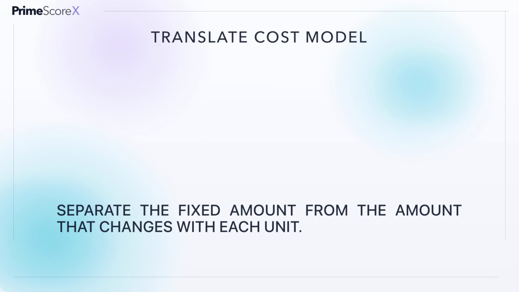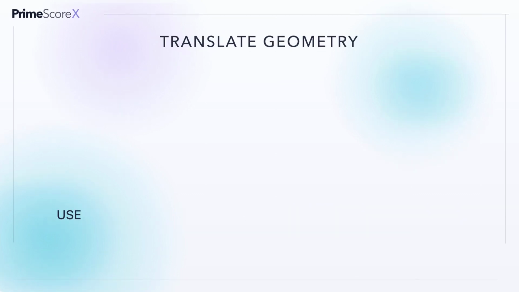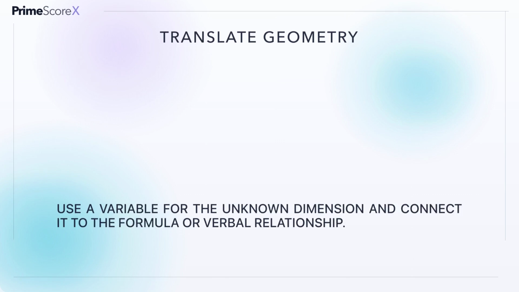A service charges $20 plus $5 per hour. If h represents hours, the total cost is 20 plus 5h. The fixed fee is the constant. The hourly charge is the coefficient. For 6 hours, substitute 6 to get 20 plus 30, or $50. Many real-life algebra questions use this fixed plus variable structure.